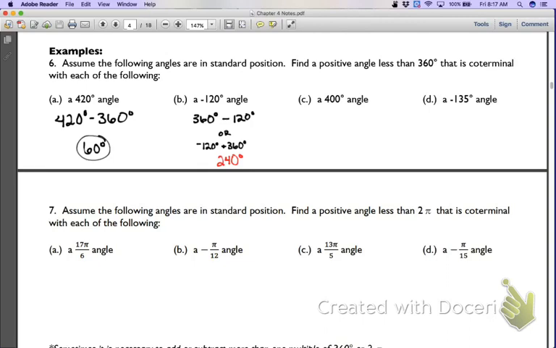Same way with the 400, same way with the negative 135. It's completely up to you. If this number is bigger than 360, you're going to take that number and subtract 360 from it. You may have to do more than that. So 360, 720, if it's more than 720, you're going to take 720 or take 360 twice from it.